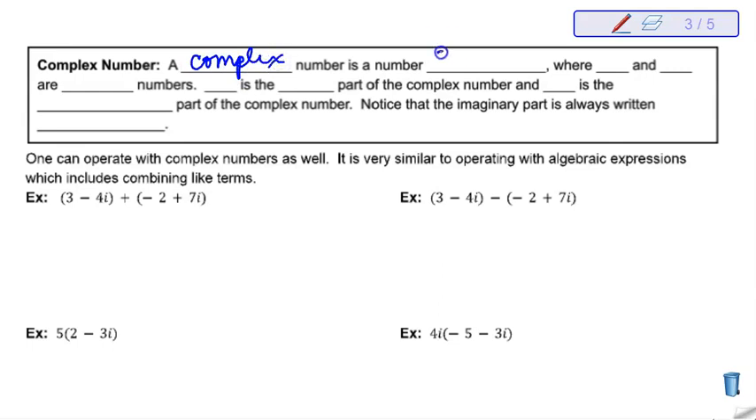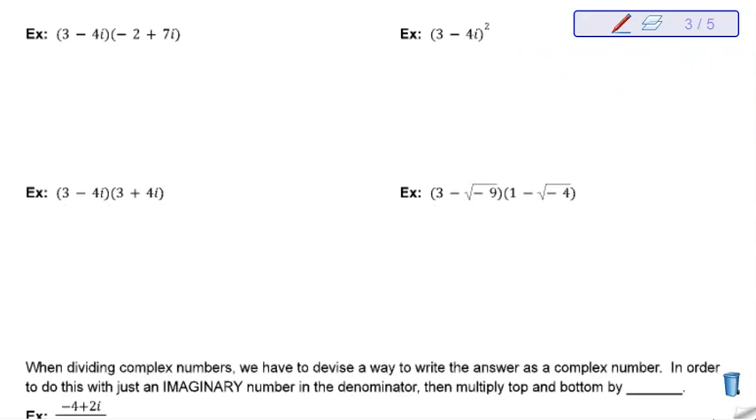is a number, z, equaling a plus bi, where a and b are real numbers. A is what we refer to as the real part, and b is referred to as the imaginary part because the b is attached to the i, so that should make sense. And notice that the imaginary part is always written second, so don't put the i in front, always put it at the end. So if these are a number system, then we should be able to operate with these numbers, and that's exactly what we're going to do next.